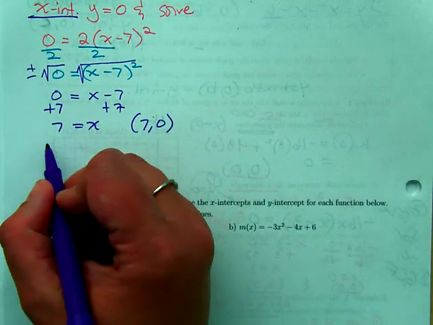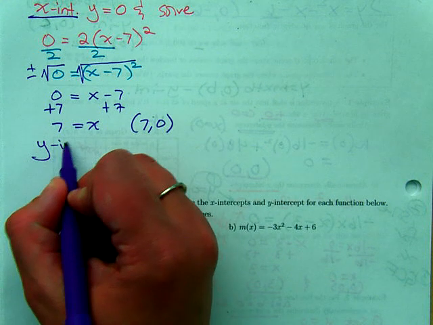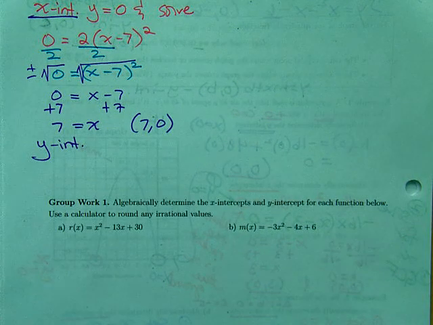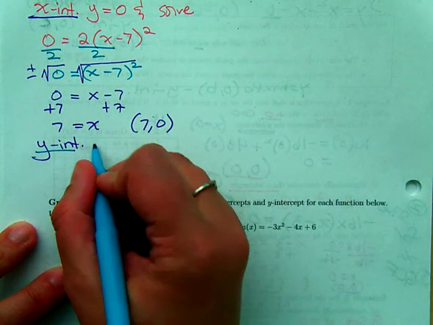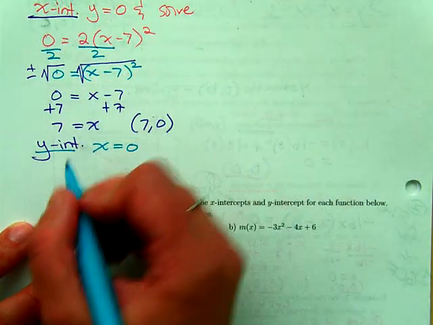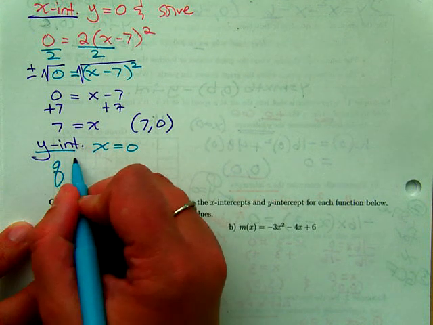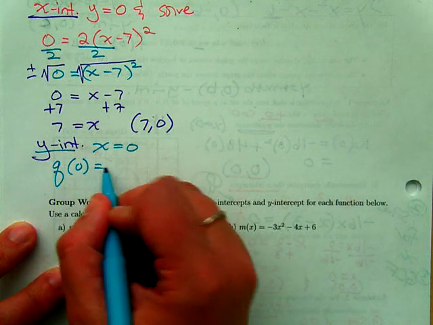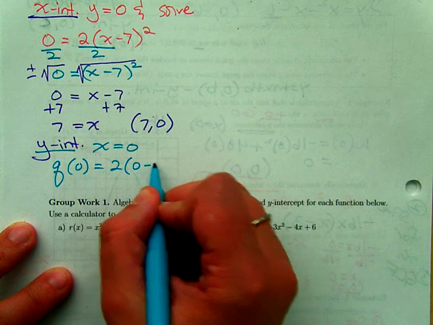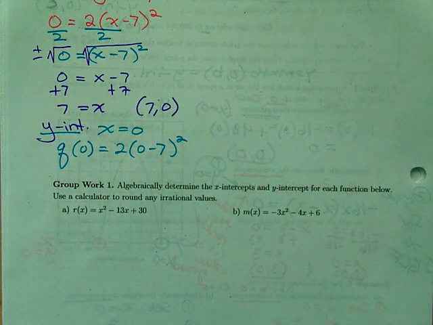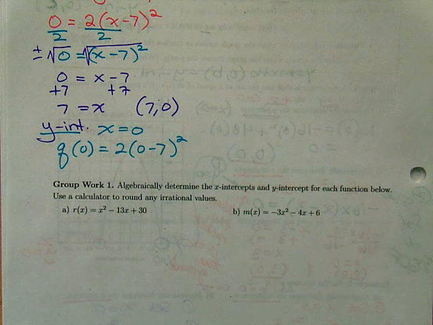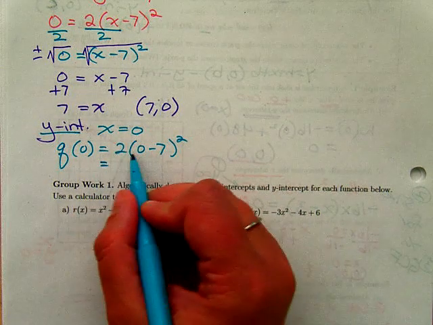Okay. How about the y-intercept? How am I going to find the y-intercept? Yes, set x to 0. That one's way easier. X equals 0. So we have q of 0 equals 2 times 0 minus 7 squared. So once I plug in that 0, I can go ahead and simplify, right? So what do I get?